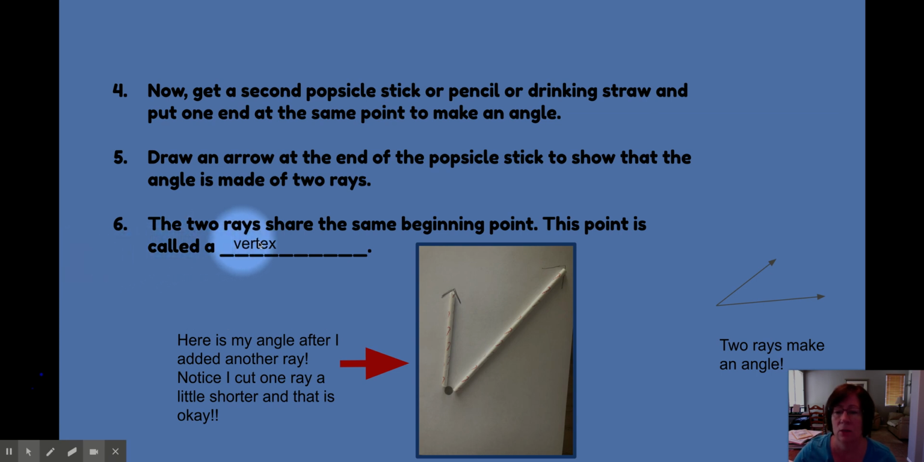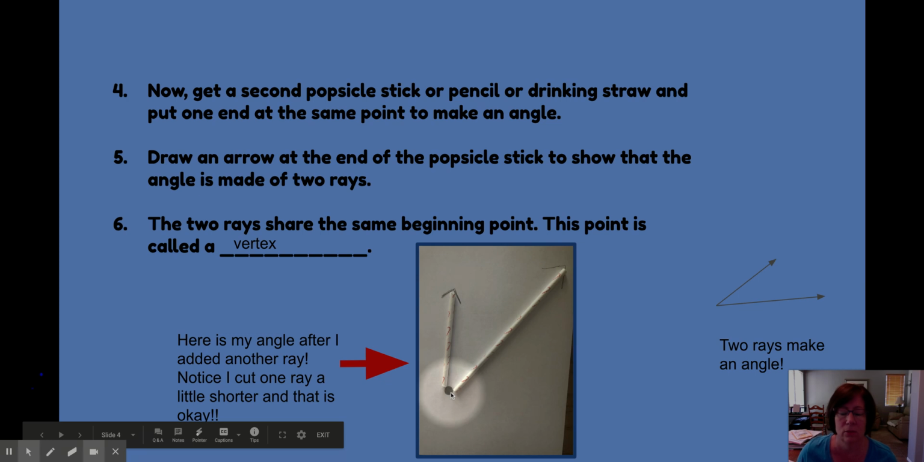All right, so these two rays share the same beginning point. This point is called a vertex. So right here, this is the vertex, and here's my ray. And you notice one of my rays is a little shorter than the other, and that's okay.